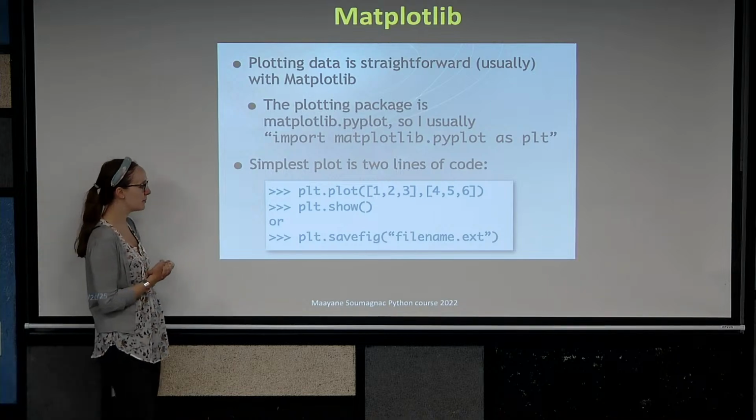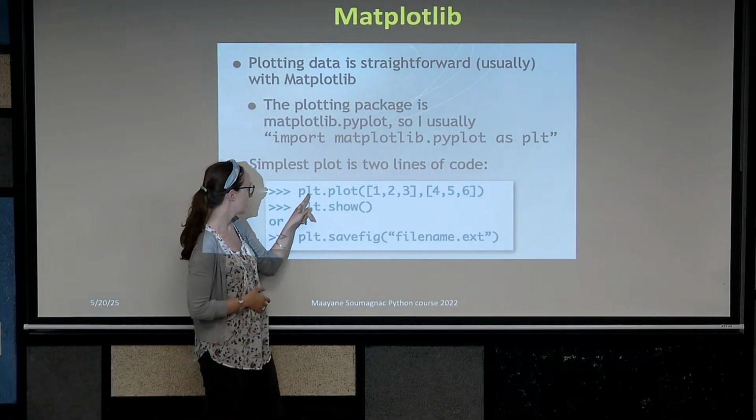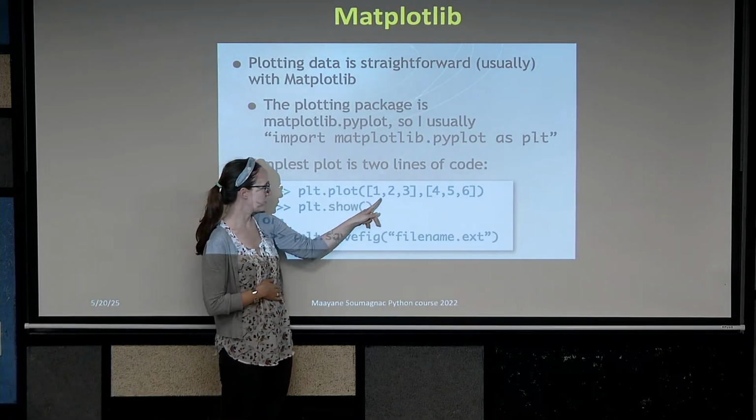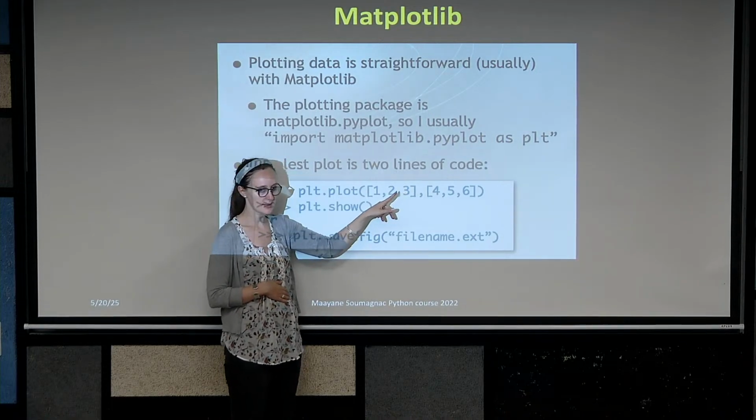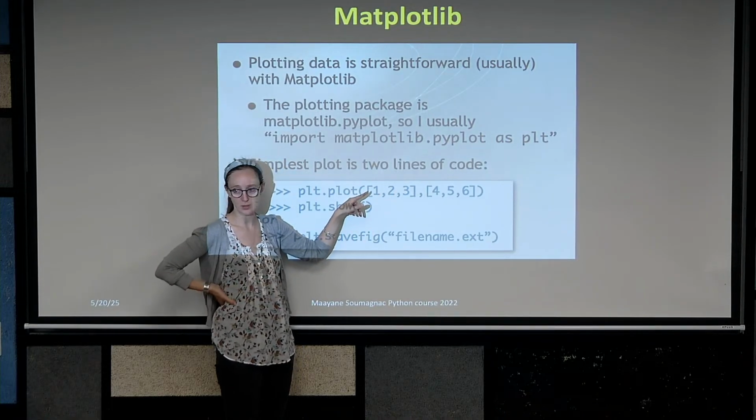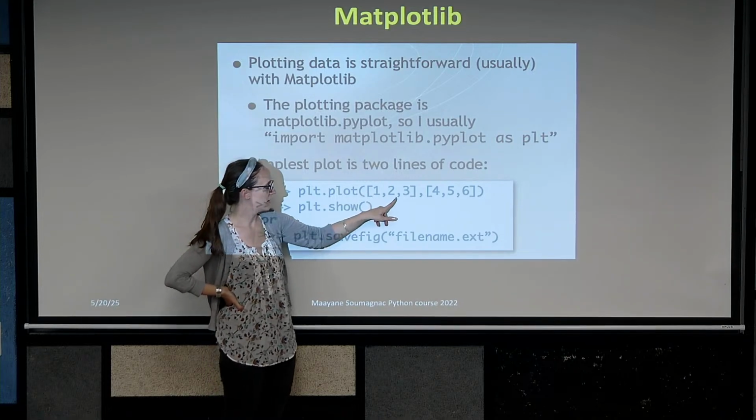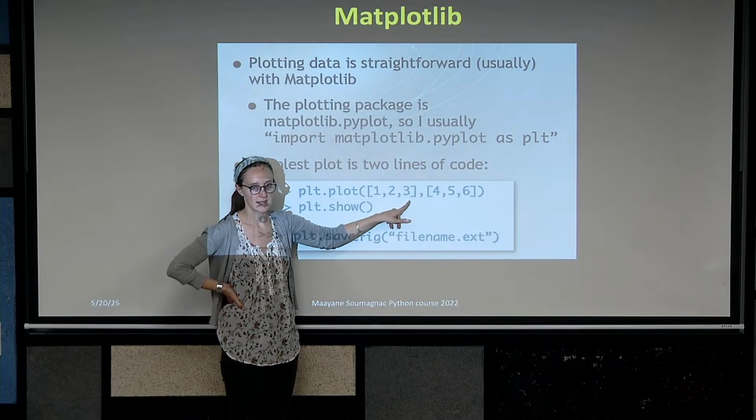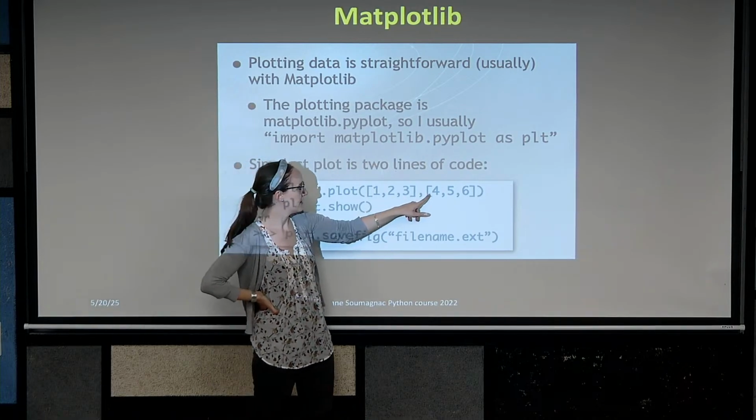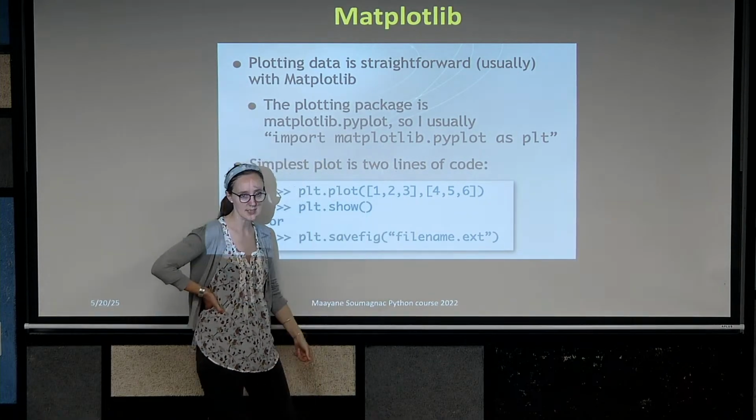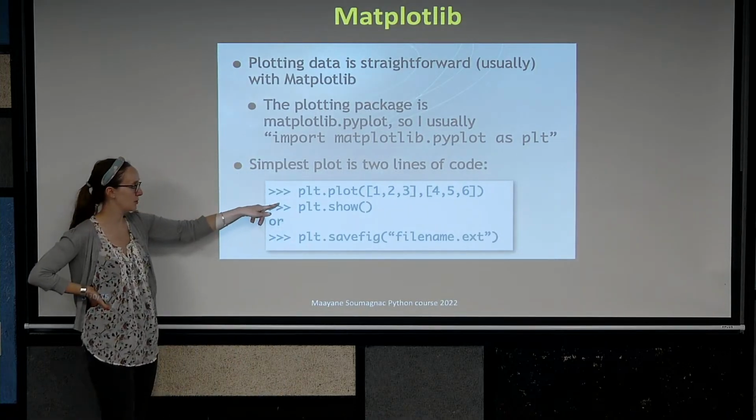So the simple plot is the following. You just plot two NumPy arrays or two lists. It doesn't have to be a NumPy array that you plot. So this will plot these three points as the x-axis and these points on the y-axis. This is the simplest plot you can do.